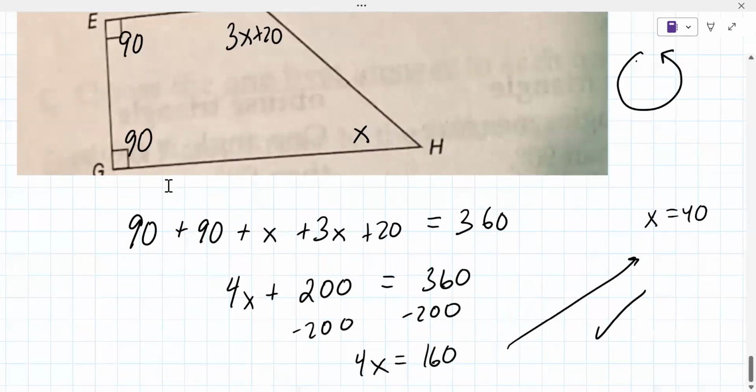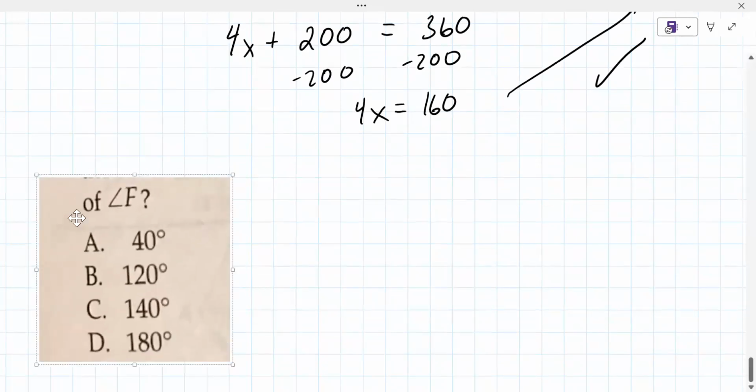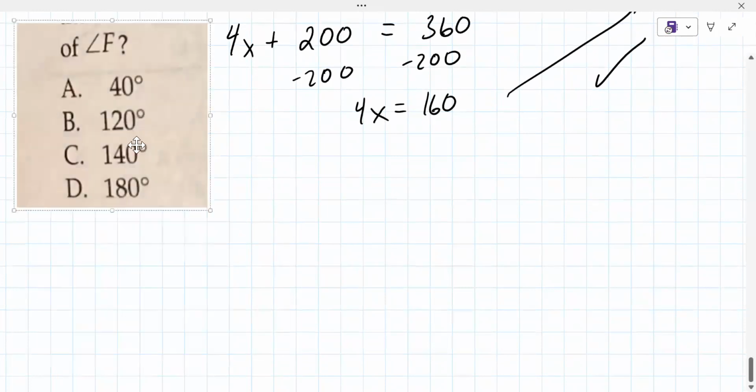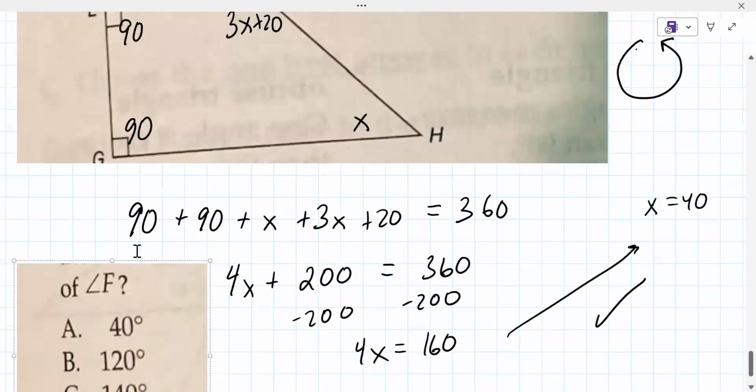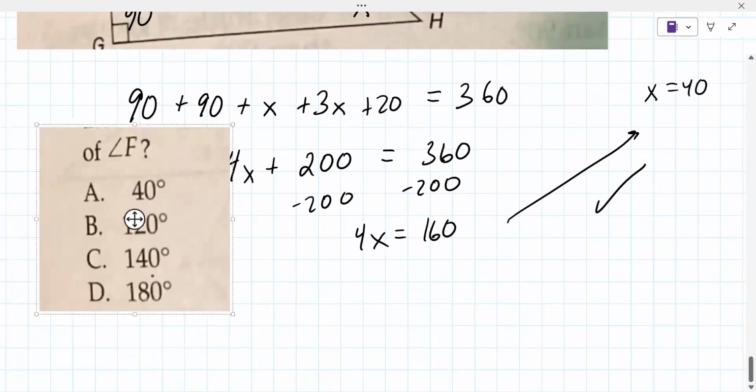Very good. Okay. Now, here is the actual question. It wants you to find the measure of angle F. Angle F here. So I want you to go back, and x is 40, but is that the measure of angle F? Do I do the same thing where I do 3 times 40 plus 20? Yes. Good. 140. It is 140. Good. Okay, really good. So let's look at a problem like that.